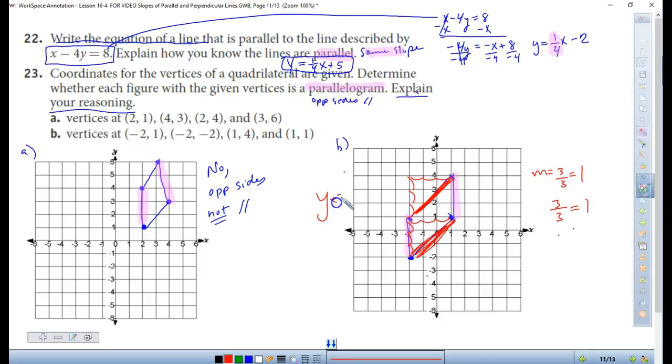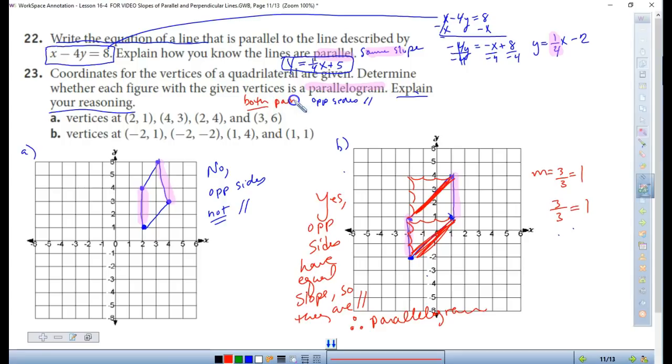So yes, opposite sides have equal slope, so they are parallel. Therefore, parallelogram. The parallelogram, if both pairs of opposite sides, maybe we should write that here, both pairs, opposite sides parallel.